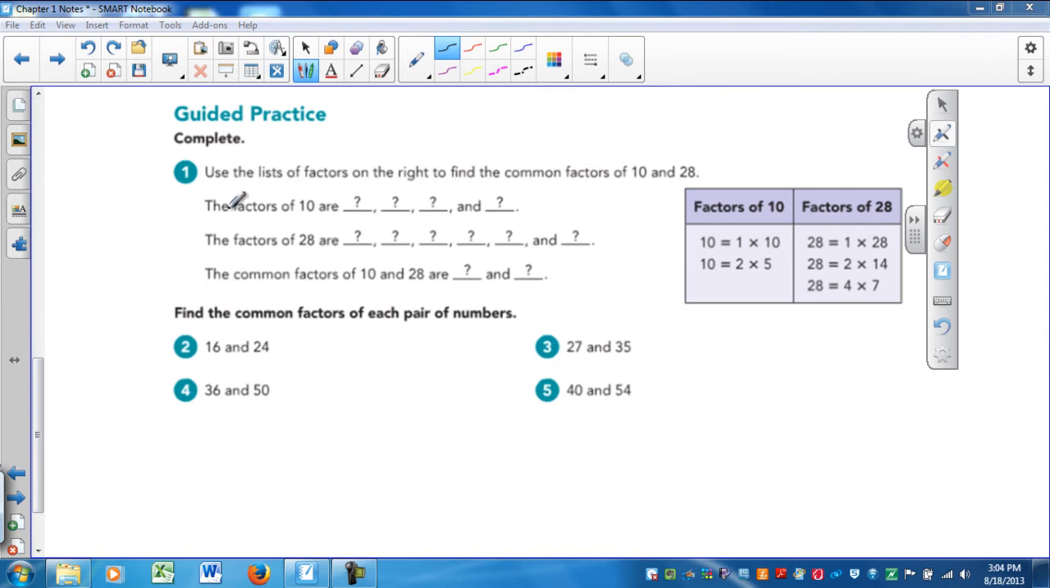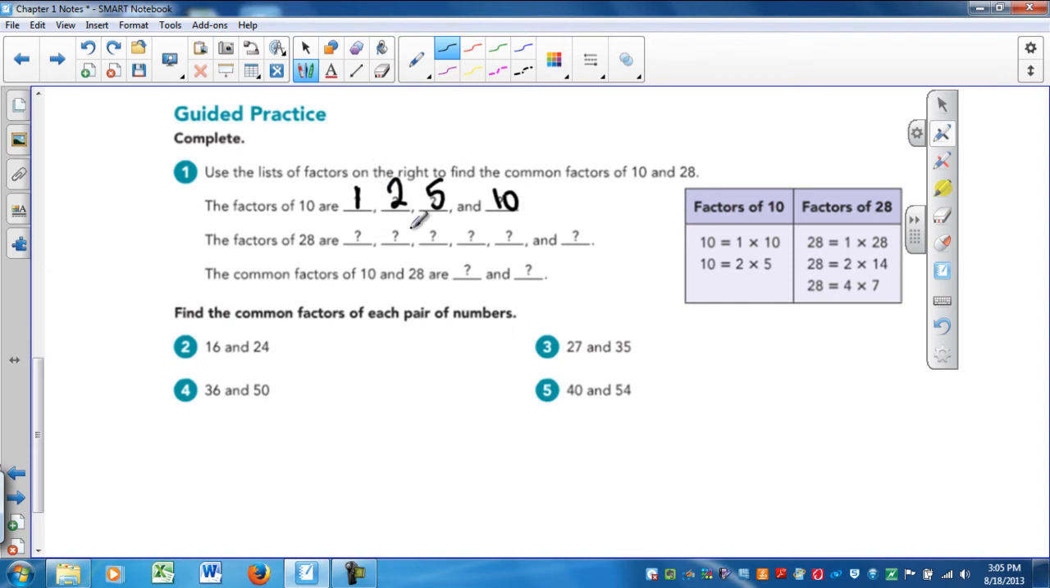Use the lists of factors on the right and the common factors of 10 and 28. So they've already done the work for you here. Okay? So it says the factors of 10, well, they are 1, and just do your best to write over top of those question marks, 2, 5, and 10. 1, 2, 5, 10.